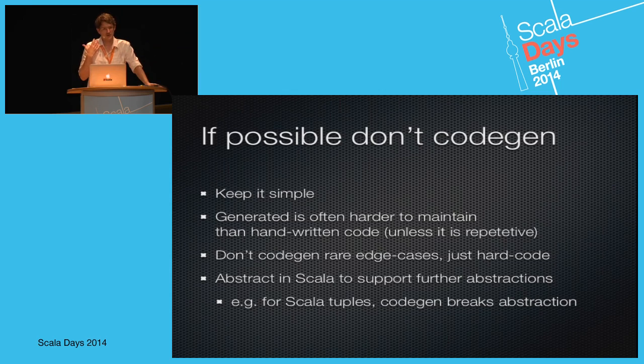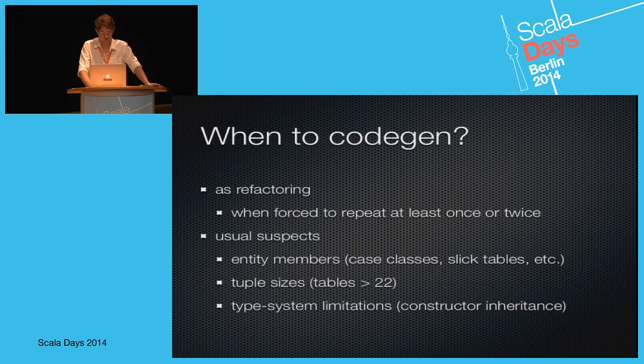Another reason to not use code generation when you can abstract in Scala is that you can usually abstract further later, or you can interop with other things much more easily if you have abstracted over it in Scala and Scala's type system. An example is Scala tuples. That's not what we do, right? Scala tuples are auto-generated in the Scala code base, and we can't abstract over them.